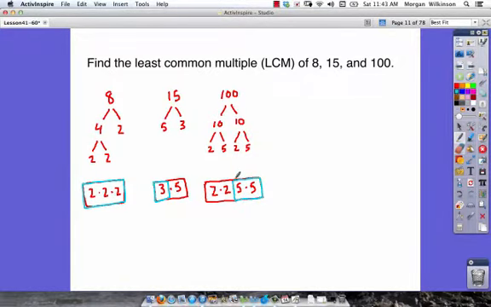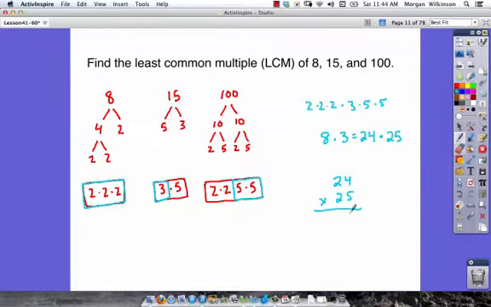Now the way we get to our least common multiple this way is going to be to say 2 times 2 times 2 from the 8, the 3 from the 15, and the 5 times 5 from the 100. We know 2 to the third power is 8. We're going to have 8 times 3 is 24. And we know 5 times 5 is 25. So what we have is 24 times 25. We can go ahead and figure out what we get when we multiply that. 24 times 25 is going to give us our final answer, the least common multiple.